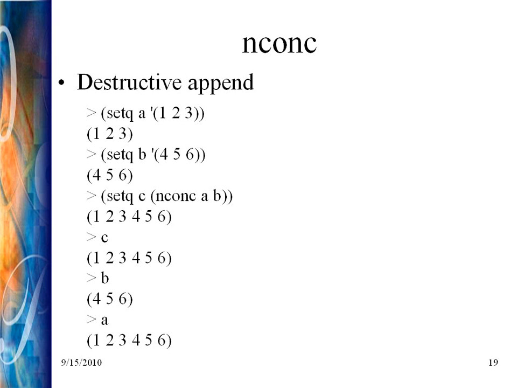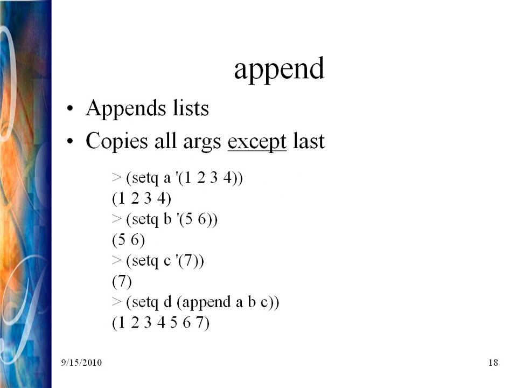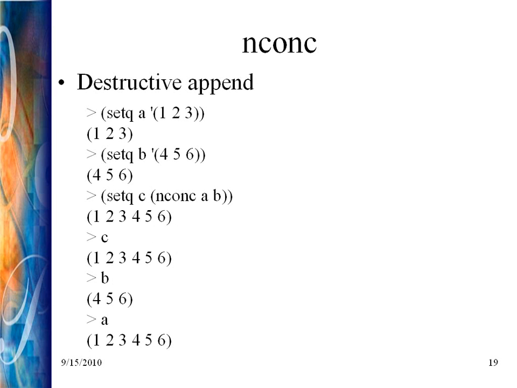So the advantage of this is that if you don't really care about the values of A and B, you're just using them to construct C, then destructive functions like nconc are faster and more memory efficient than non-destructive functions like append, which goes around copying a bunch of arguments. So you use destructive functions where you no longer care about the arguments. You use non-destructive functions when you do care that the arguments maintain their values.